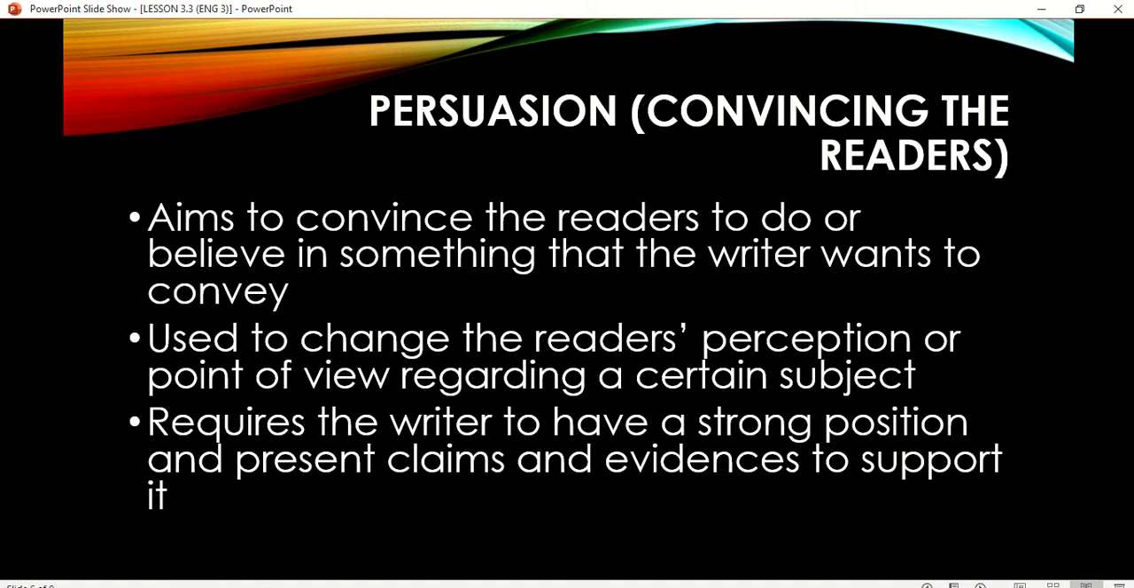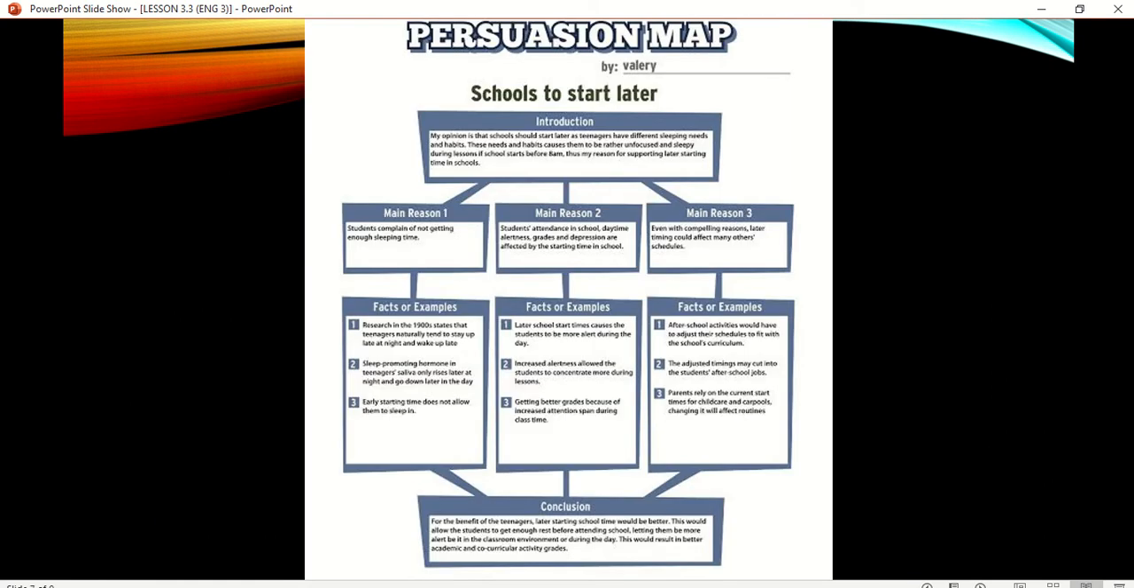You need to provide support, claims, and evidence so that readers will buy whatever you are trying to sell, because you have supplied them with things that make you look respectable and reliable with the information that you are giving. So again, the main purpose of persuasion is to persuade the readers to believe what the author is trying to say. And the graphic organizer for that is called a persuasion map.